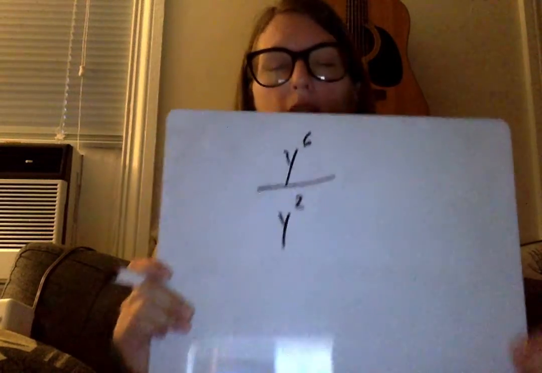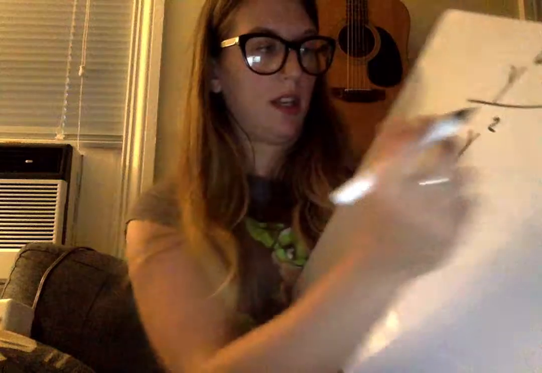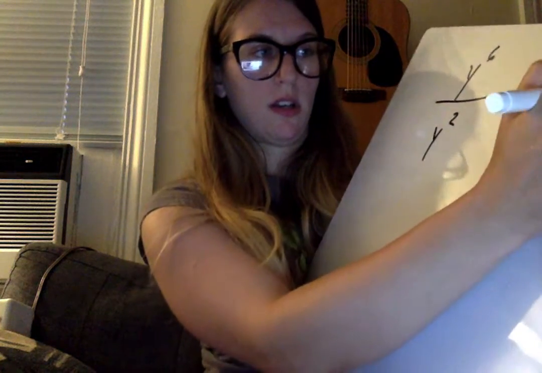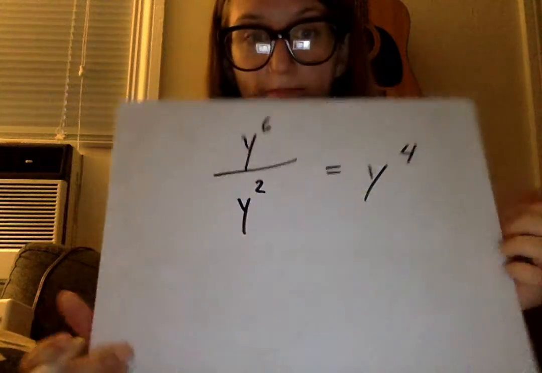The example I leave for you is y to the 6th divided by y squared. And again, my natural instinct is to just divide the two numbers, but don't do that. That's my natural instinct too. I want to divide it, I want it to be y to the 3rd, but it is not y to the 3rd. It is y to the 4th, because you're just subtracting.